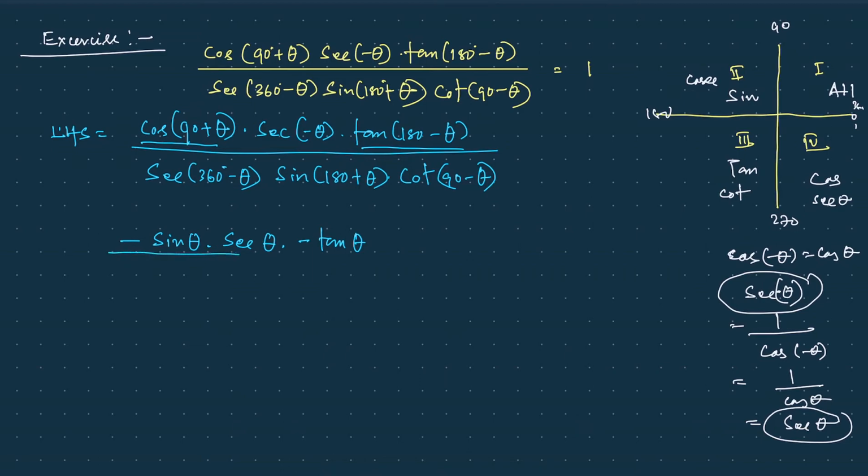Now this is divided by, now you can see what? Sec of 360 minus theta. Sec of 360 minus theta means 360 minus theta will be here, okay, in this quadrant, in the fourth quadrant. In that quadrant sec theta is positive, so we are not going to change anything. Instead of sec of 360 minus theta it is going to be sec theta only, okay. So I am going to write down sec theta.